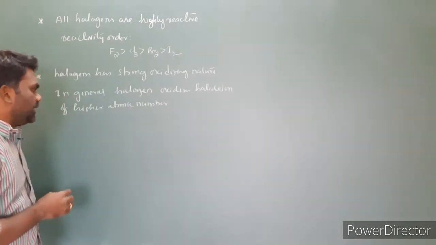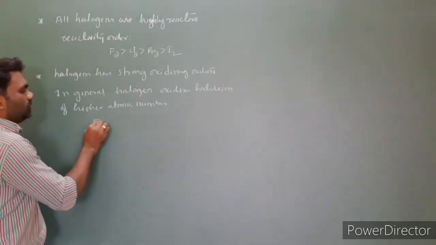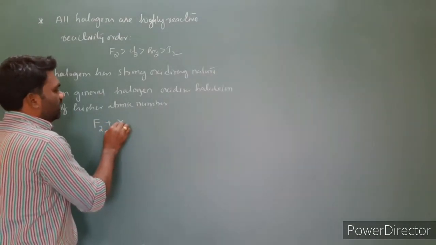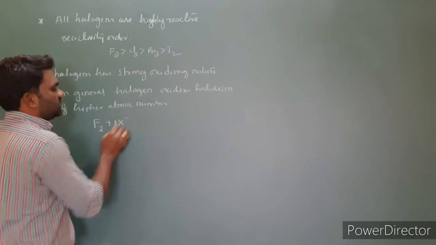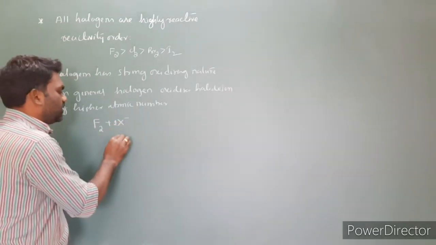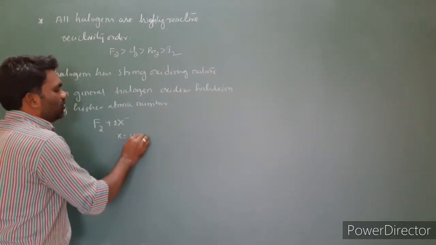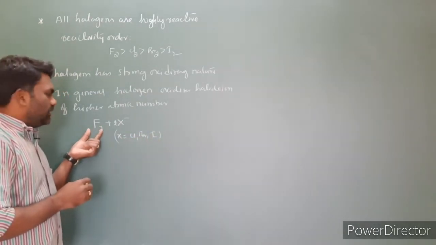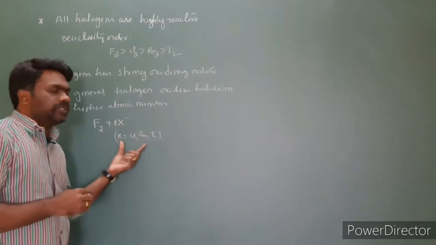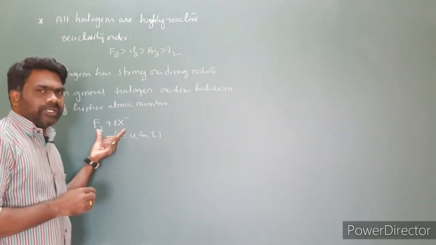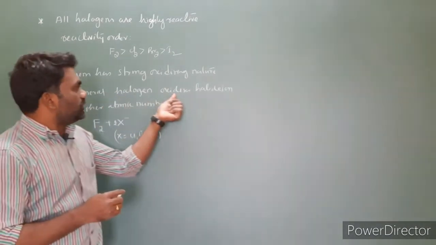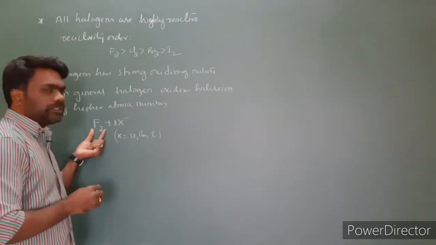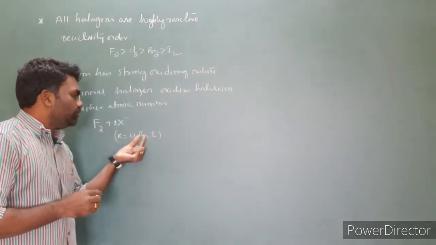So what does this point mean? I am taking fluorine, and another halogen I am taking X to X minus. Any halogen you can take; this X maybe you can take chlorine, bromine, iodine. So here fluorine is a halogen, and this X is also a halogen. So both are halogens only. So in general, a halogen oxidizes a halide ion of higher atomic number. So fluorine has the lower atomic number when compared to chlorine, bromine, iodine.